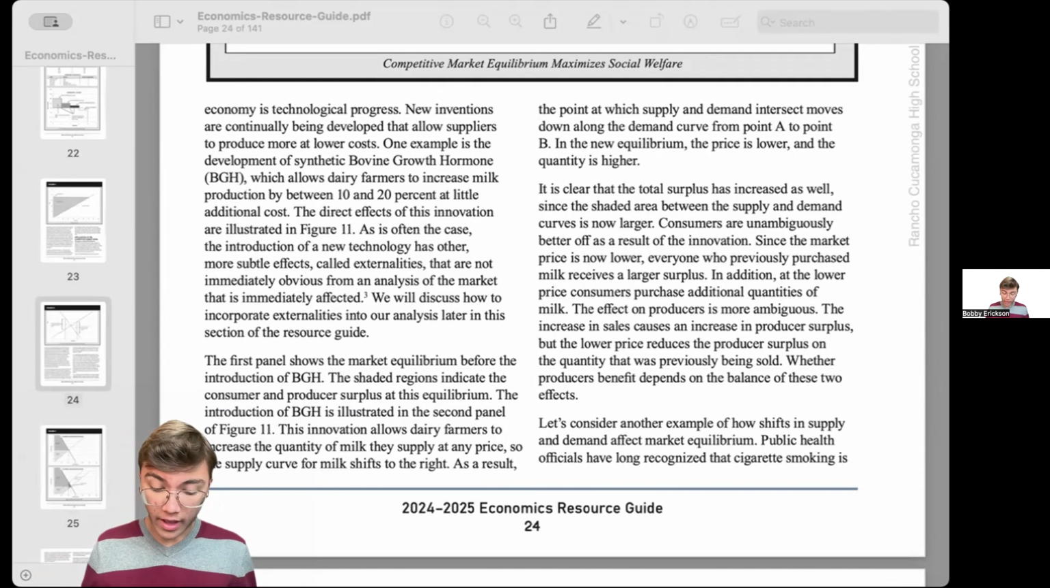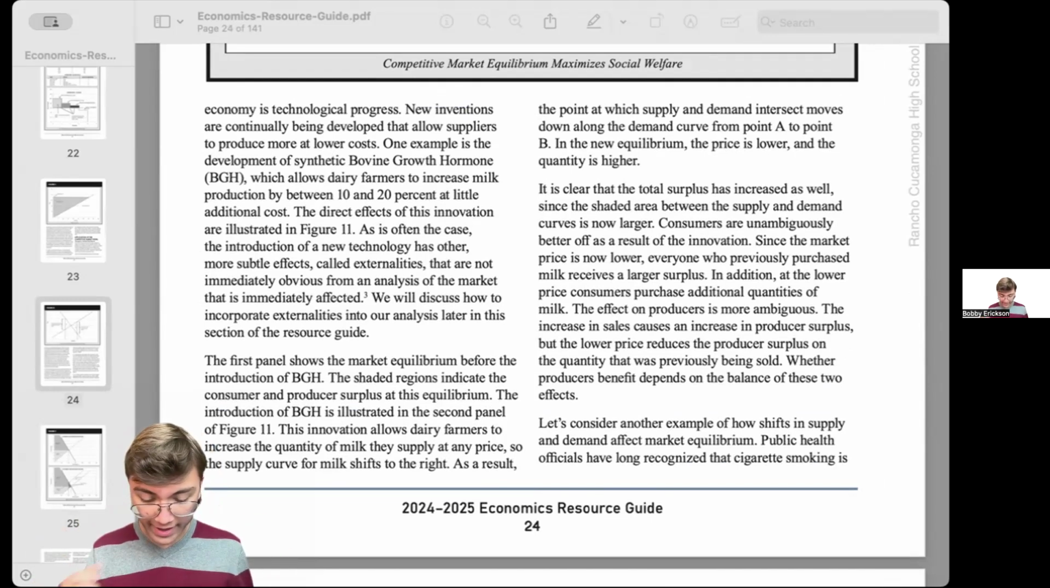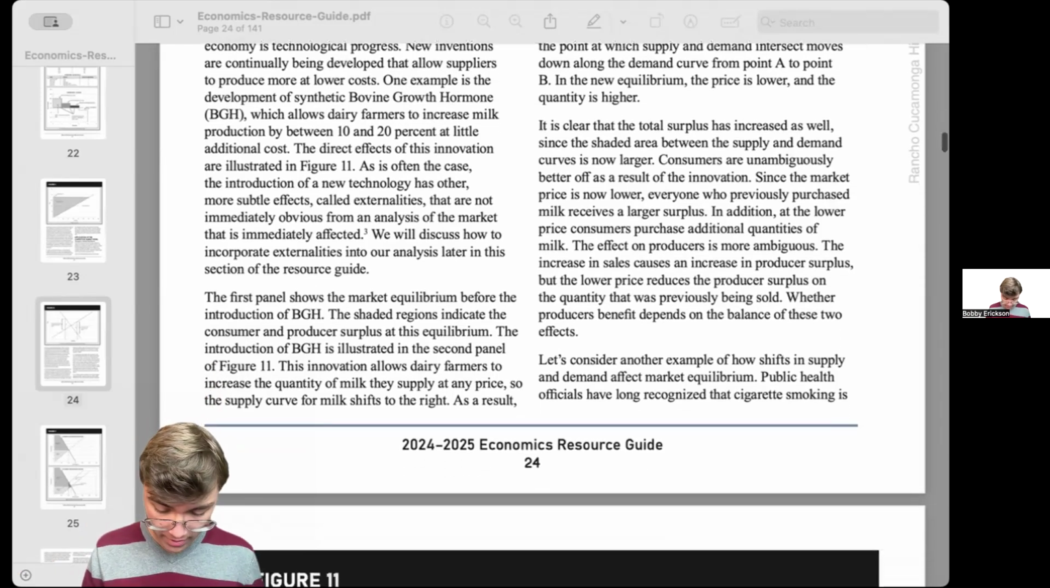Technology usually has other effects on a market called externalities. These aren't immediately noticed by an analysis of a market, but we will later discuss externalities and how they affect a market as a whole. For now, just keep in mind that externalities are extra effects that new technologies could make.